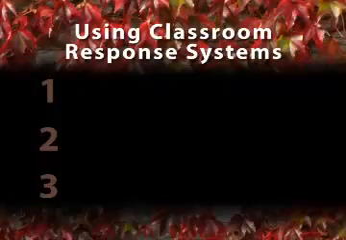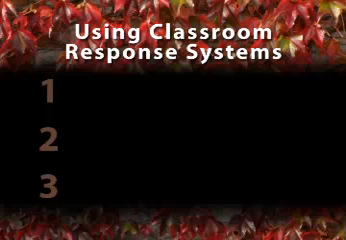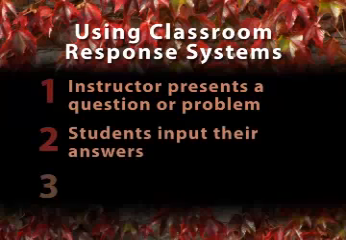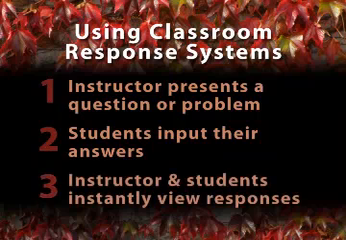In general, three main steps for using a classroom response system in class are: an instructor presents a question or problem, often projected on a screen in front of the class. Students have a specific amount of time to input their answers using their clicker device, which will display a confirmation their input was received. And the instructor and the students instantly view a display charting the distribution of responses.